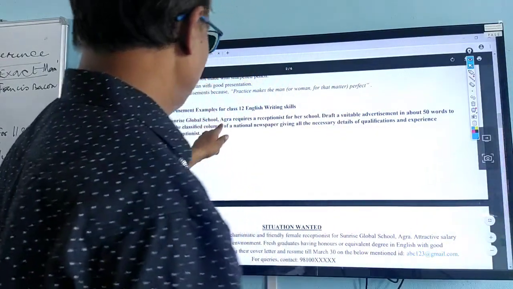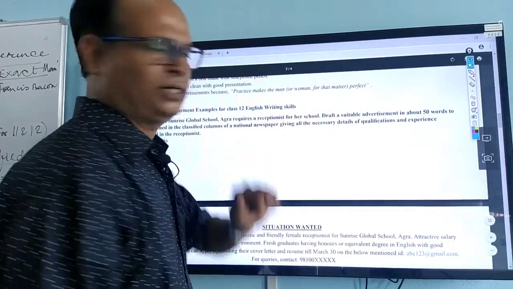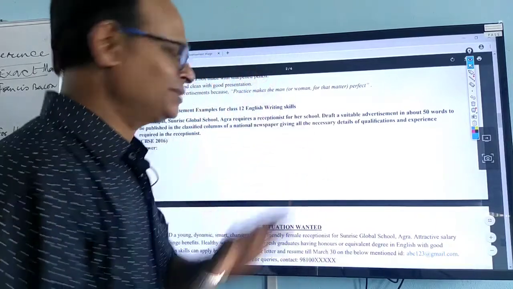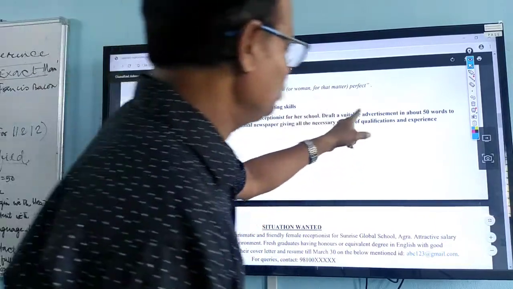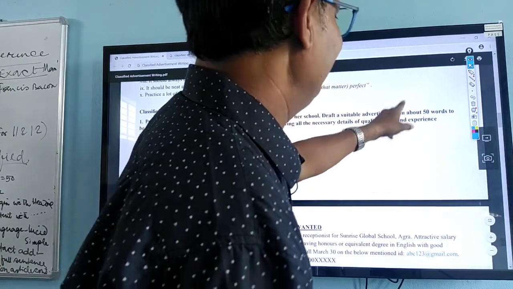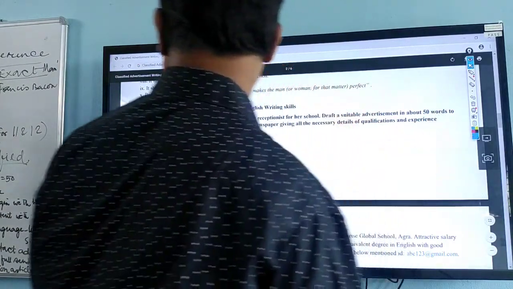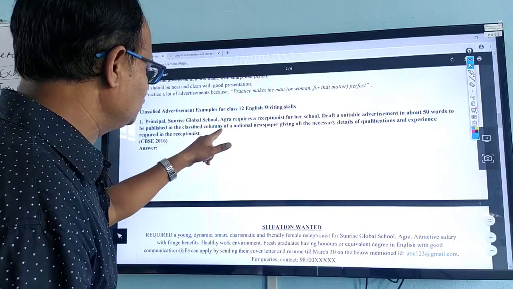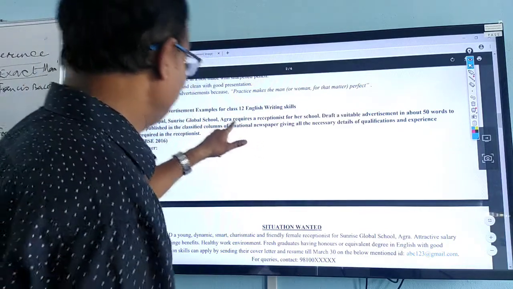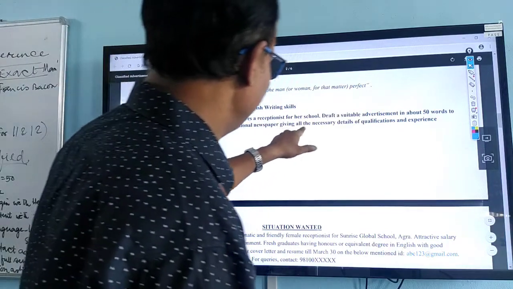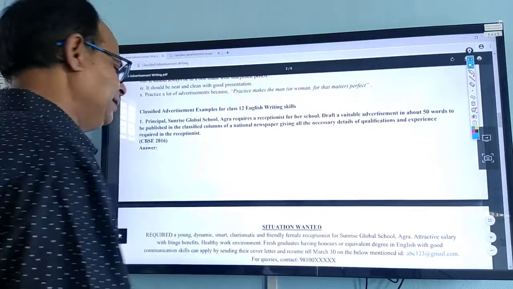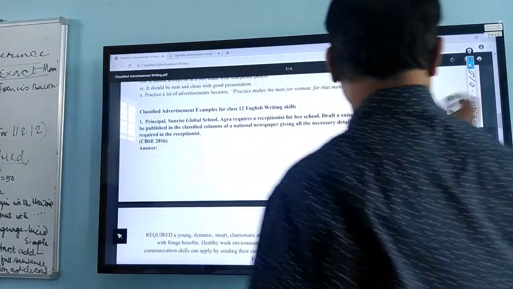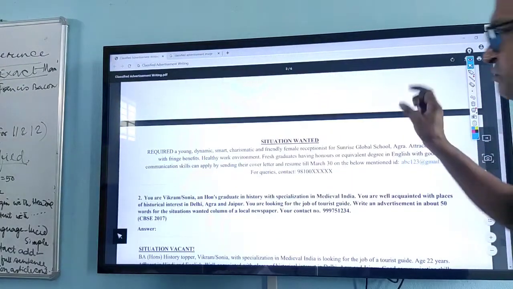Principal, Sunrise Global School, Agra requires a receptionist. Means what is the post needed? Receptionist for her school. Draft a suitable advertisement in about 50 words to be published in the classified columns of a national newspaper, giving all the necessary details of qualification and experience required in the receptionist. Now let us see this one.